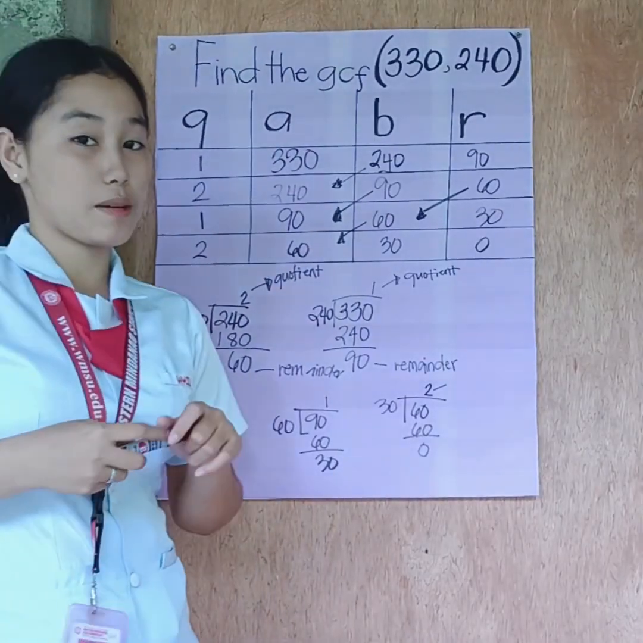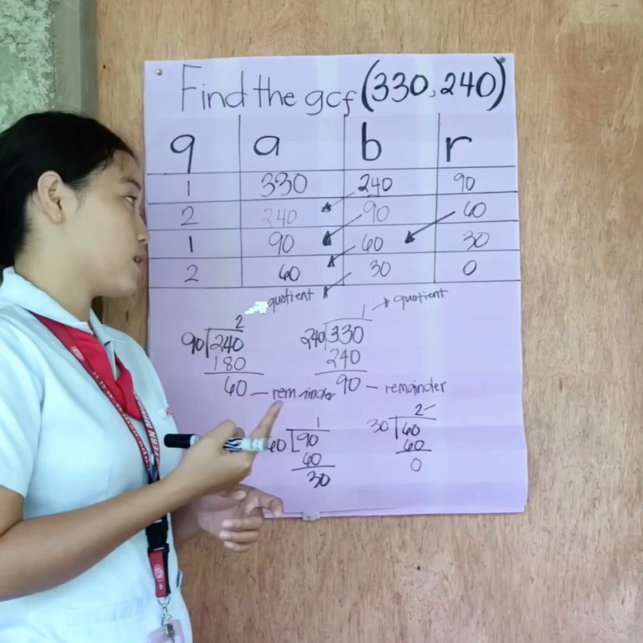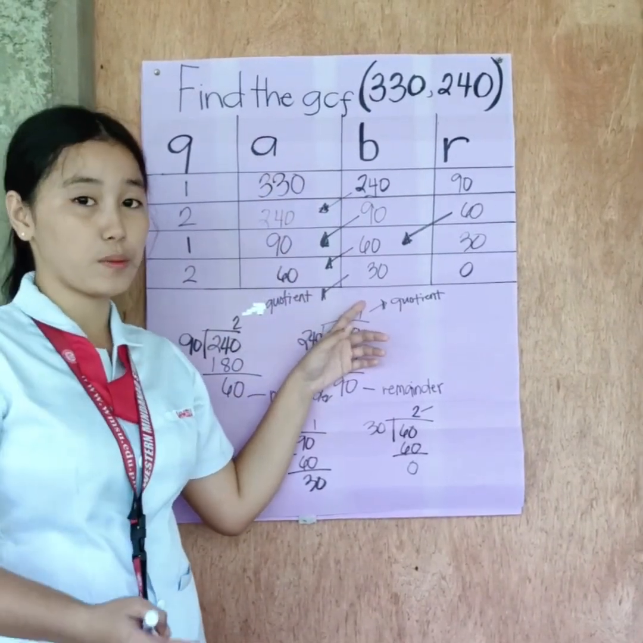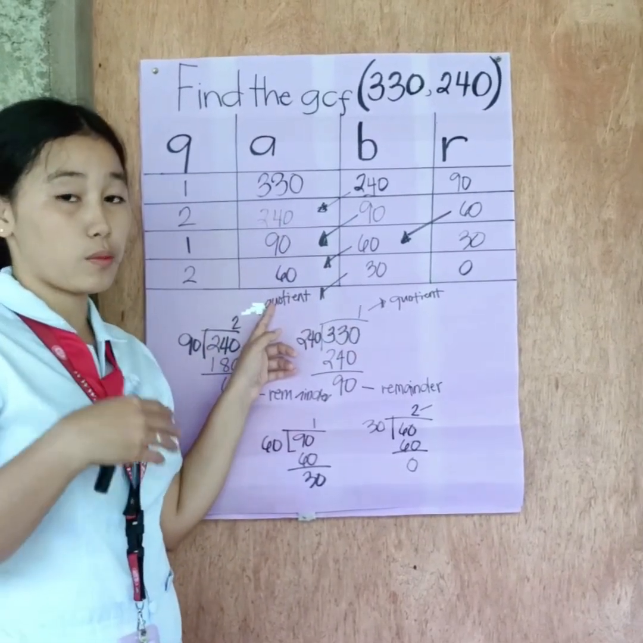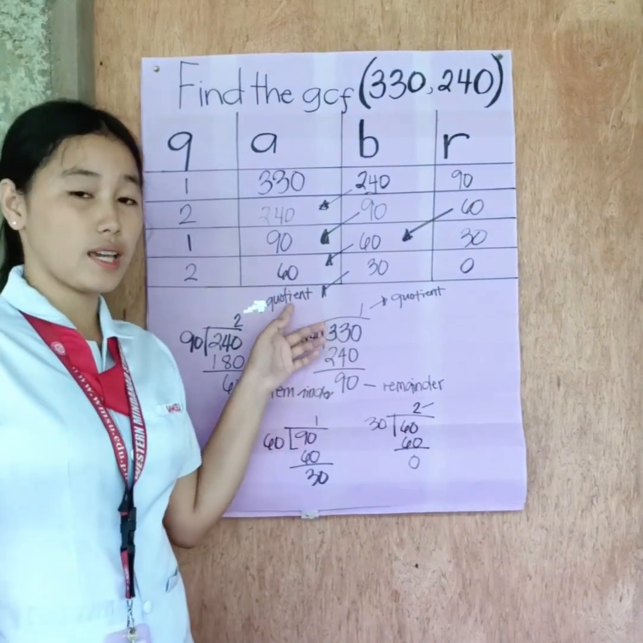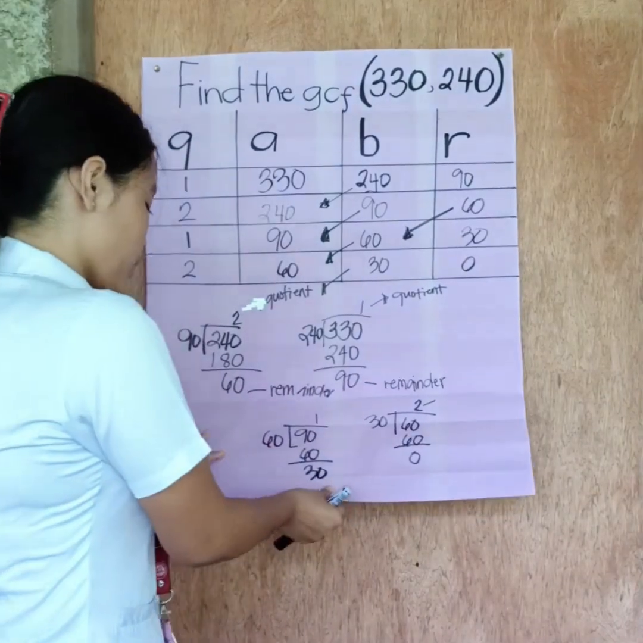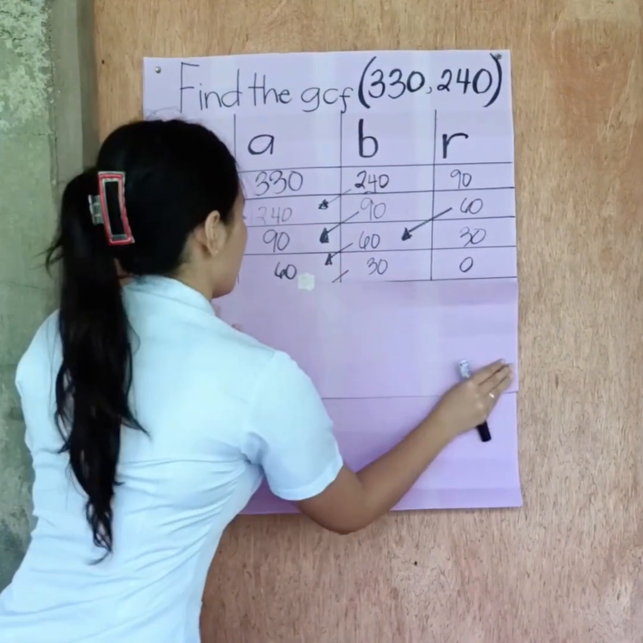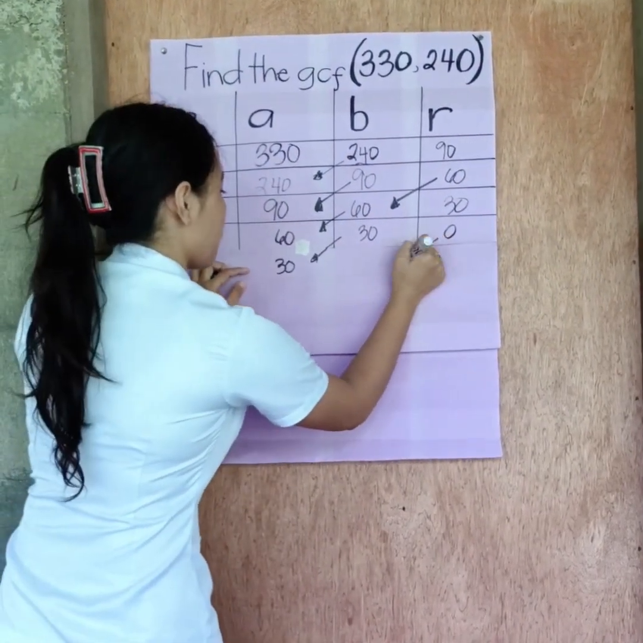So are we going to stop there? No, because as I said a while ago, when your B value becomes 0, whatever is in A would be our GCF. That means whatever value is in A would be our GCF. So let's do the shifting operation again. So here would be 30 and here becomes 0.